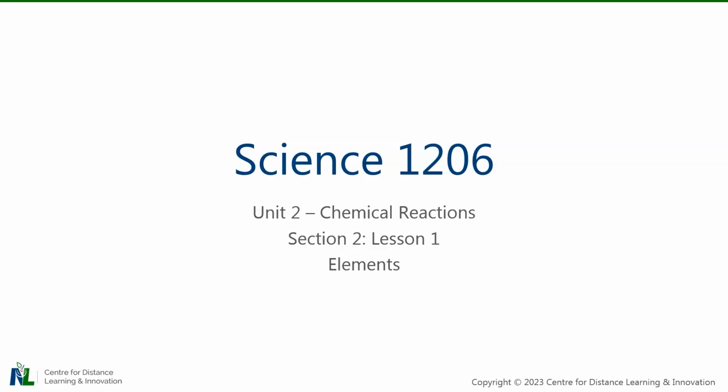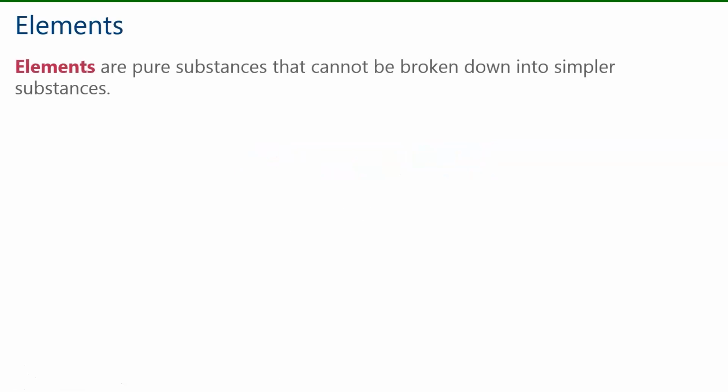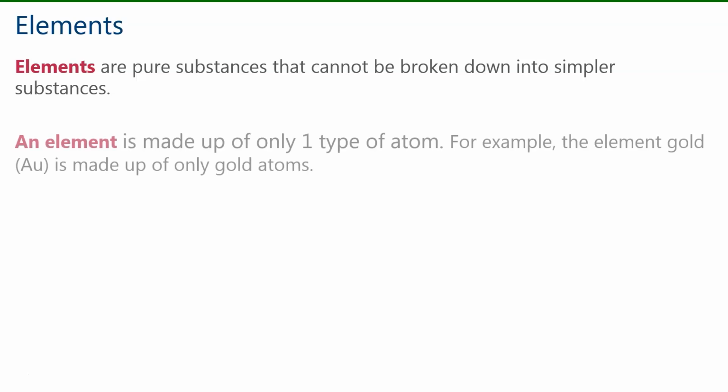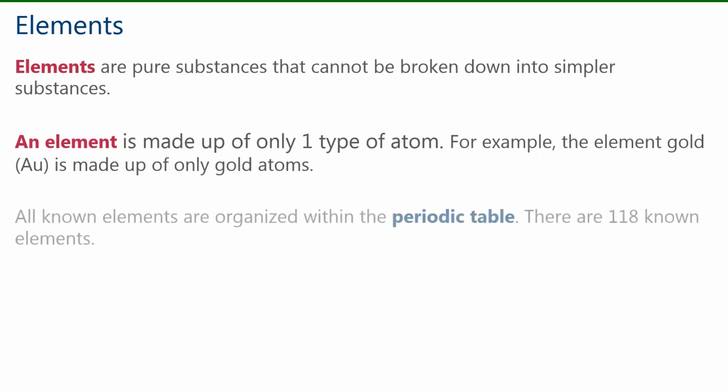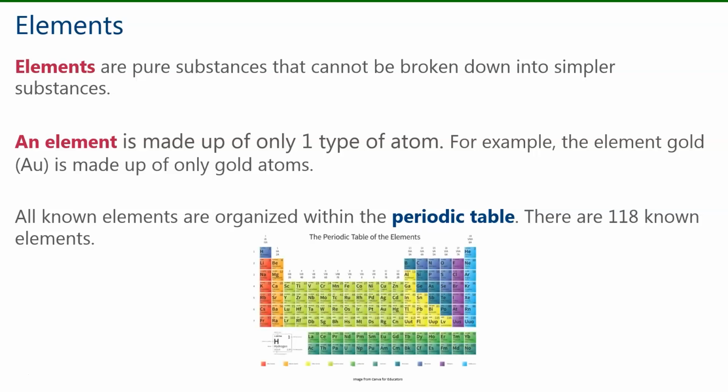Let's get started. Elements are pure substances that cannot be broken down into simpler substances. An element is made up of only one type of atom. For example, the element gold, with the chemical symbol Au, is made up of only gold atoms. All known elements are organized within the periodic table of elements, like this one. There are 118 known elements.